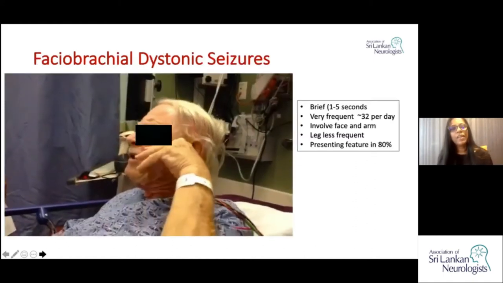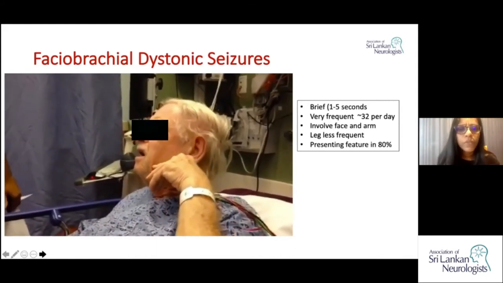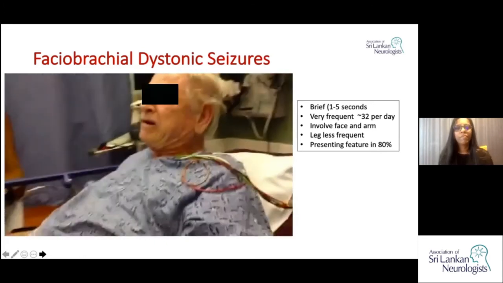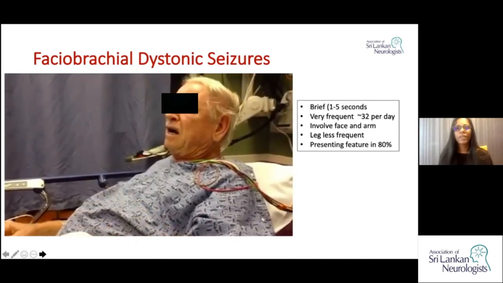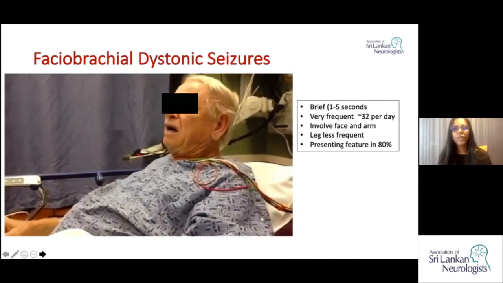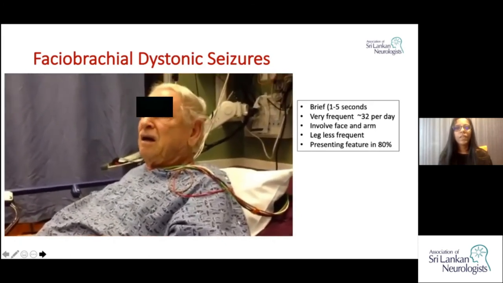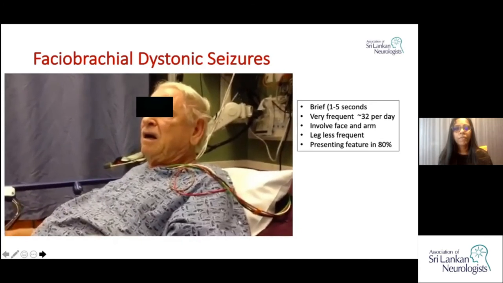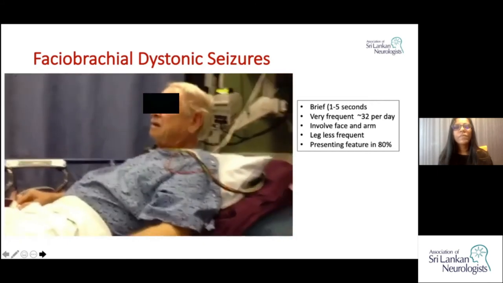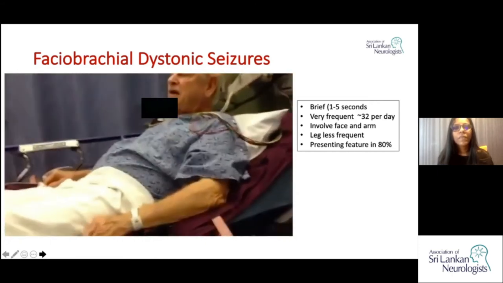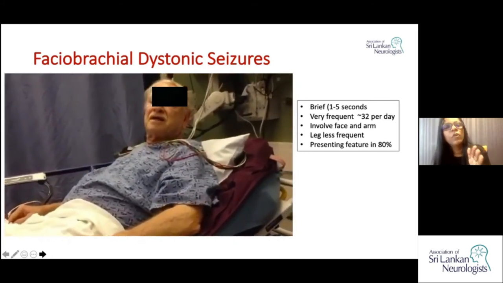Okay, so let's have a look at what these facio-brachial dystonic seizures look like. I'll give you about 30 seconds to have a look at this. Remember, facio-brachial is face and the arm. Yeah, so I think that's a good one. I hope you have seen now, there are about four or five.